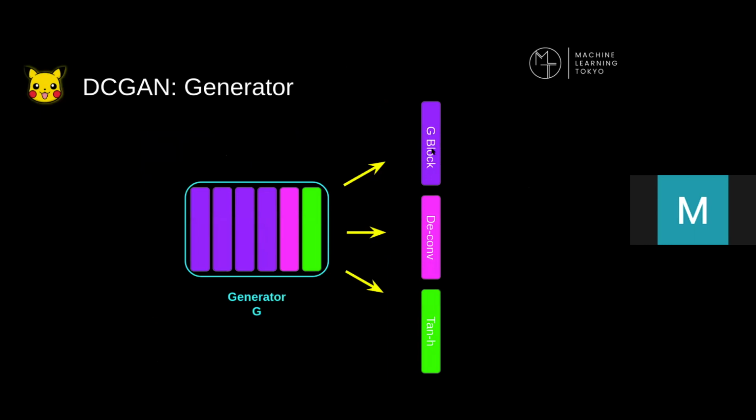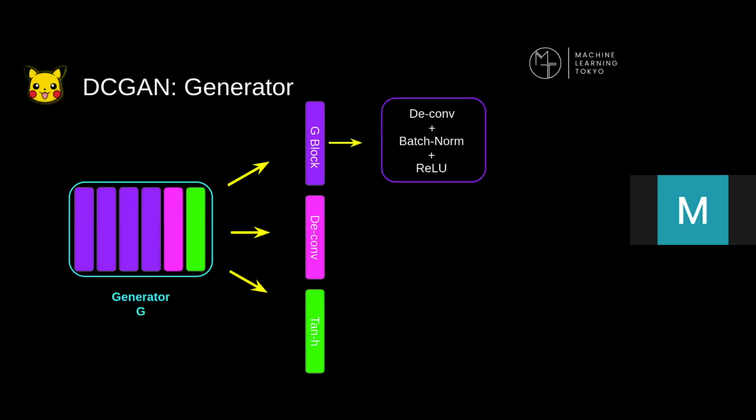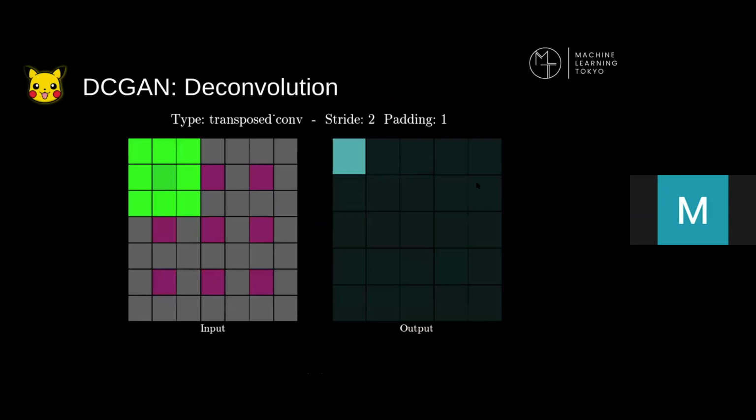I will talk more about it, and deconvolution and tanh activation function. So the G block essentially consists of 3 things. This is just a deconvolution plus a batch norm and then ReLU activation. Now, what exactly is deconvolution?